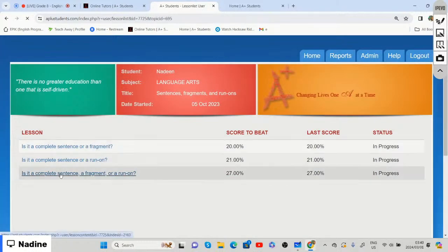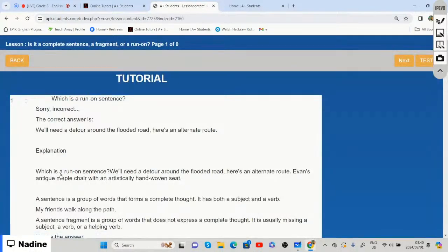Now we're going to say, is it a complete sentence? Is it a fragment? Is it a run-on? We're going to choose one of the three options. Is it either a sentence, a fragment, or a run-on? Okay, it's not types of sentences, but one of the three options, right?